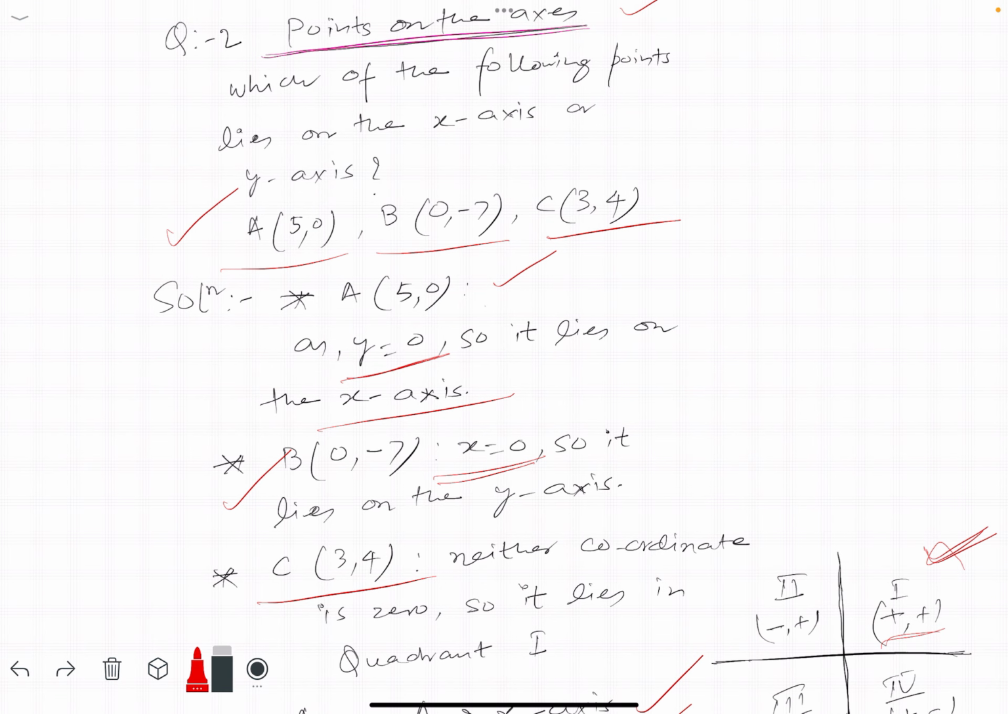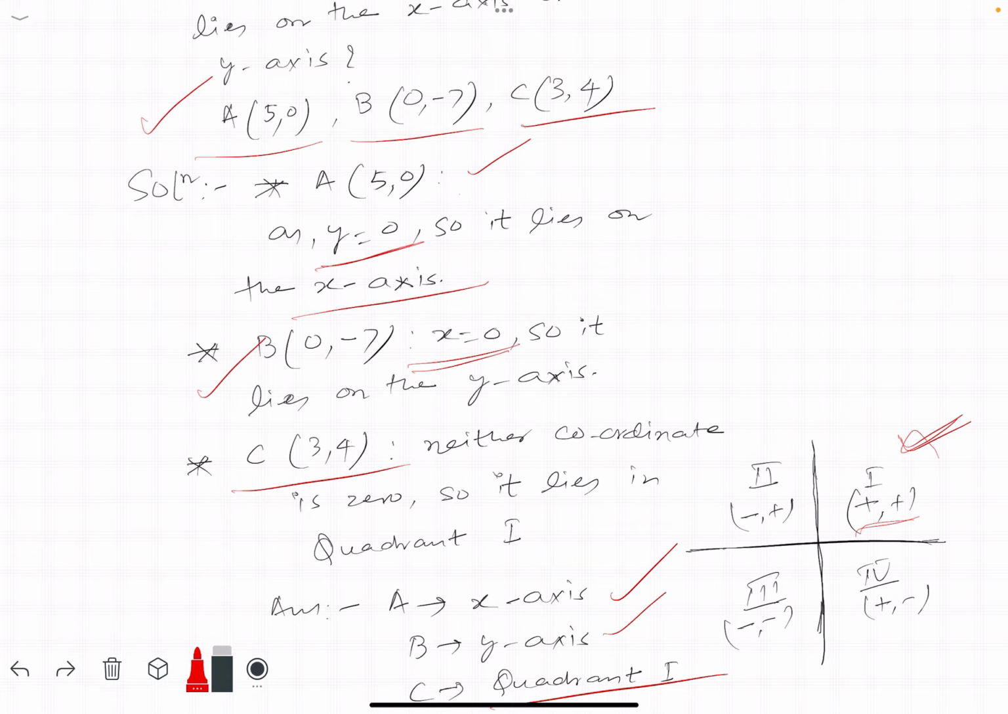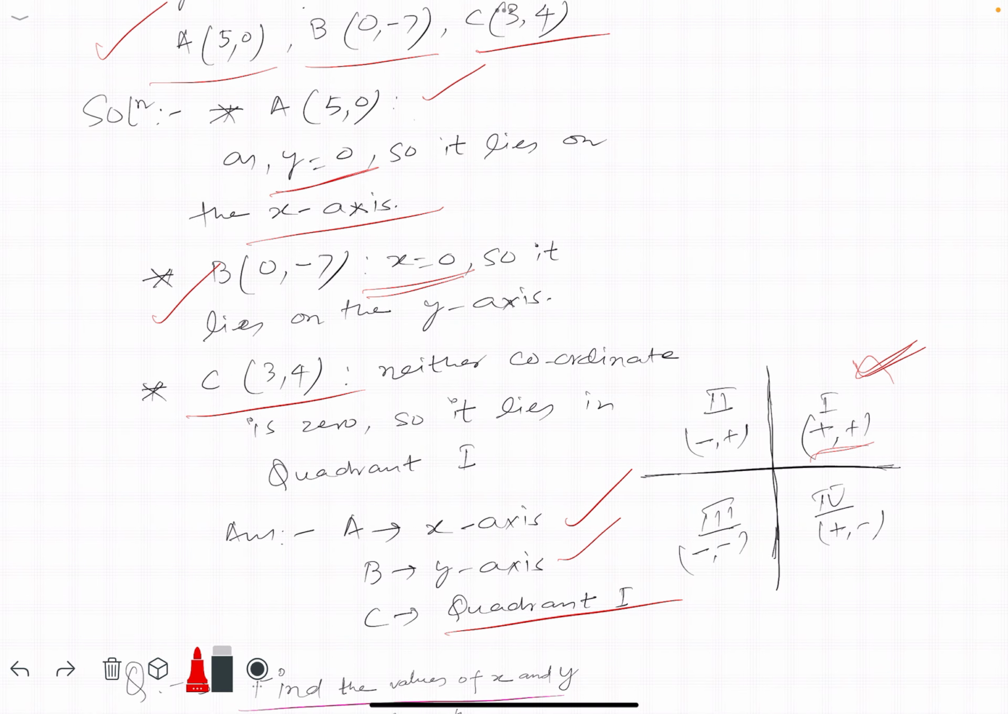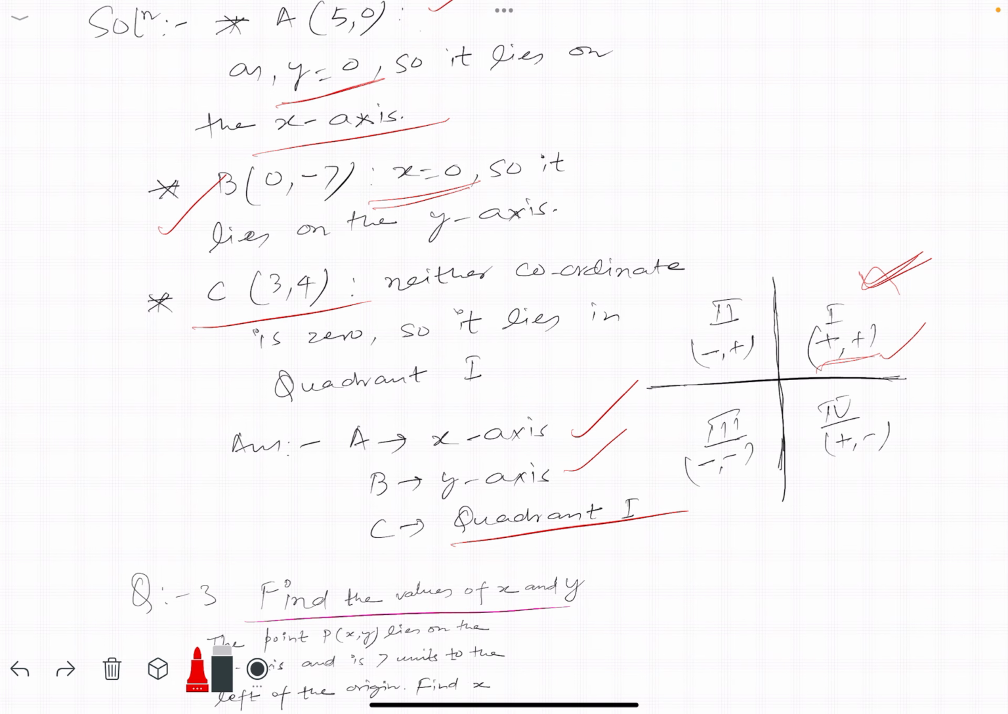For C(3, 4), neither coordinate is 0, so it lies in quadrant 1. So the answer: for A, x-axis. For point B, it will lie on the y-axis. And for C, quadrant 1.